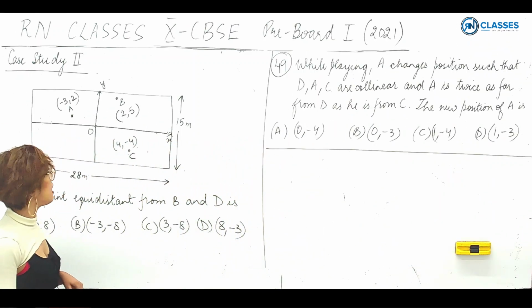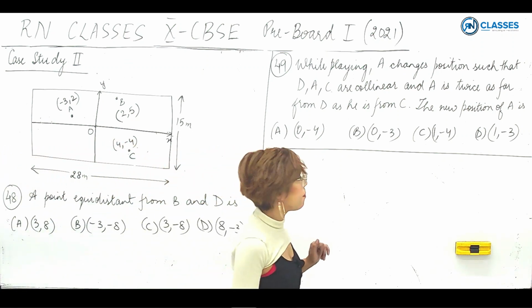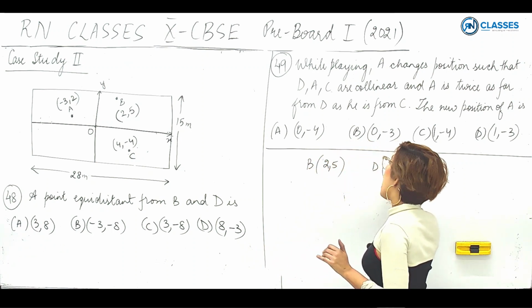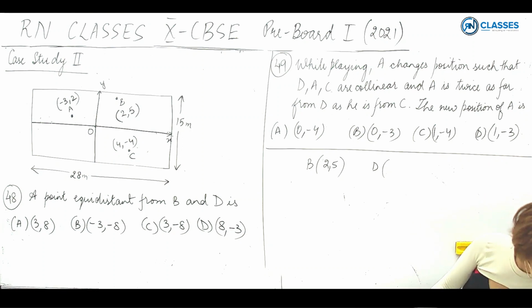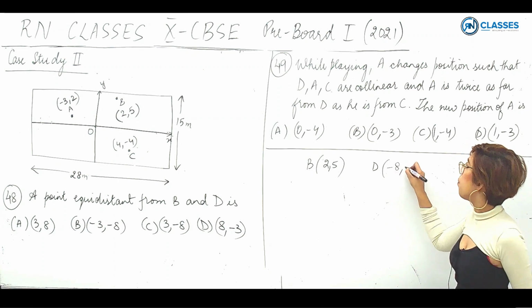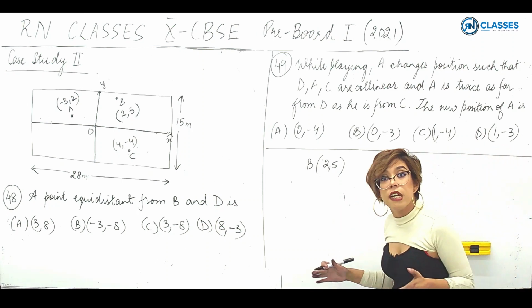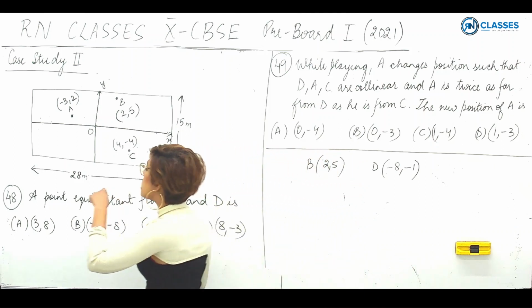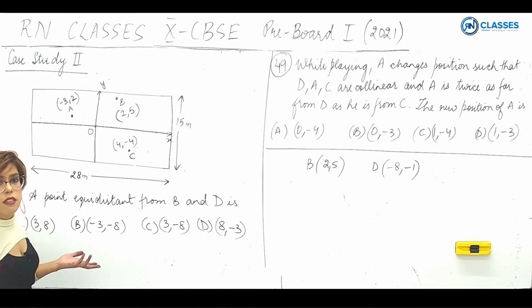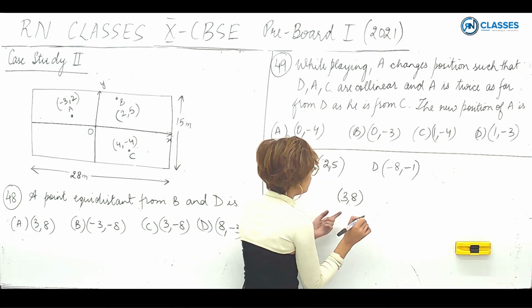Alright. On to the next one. A point equidistant from B and D is. Now coordinates of B is 2, 5. And coordinates of D, I can ascertain from the previous question, and it turned out to be -8, -1. Right? Since this is a case study, questions might be interrelated, so you have to be careful. Now he says a point equidistant from B and D. Right? I'll check a little. Right? 3, 8. Let me find the distance between this and this.